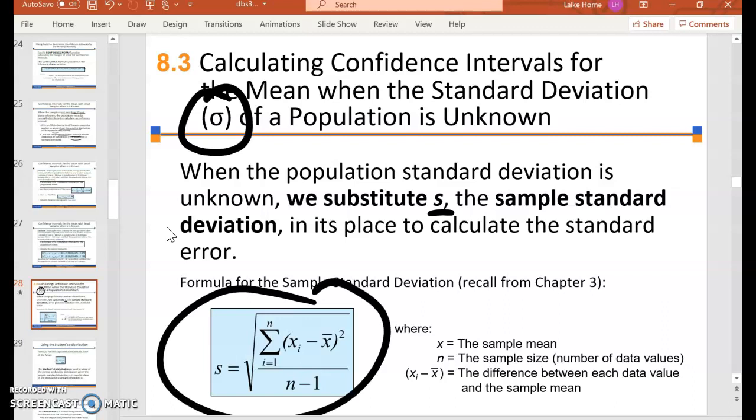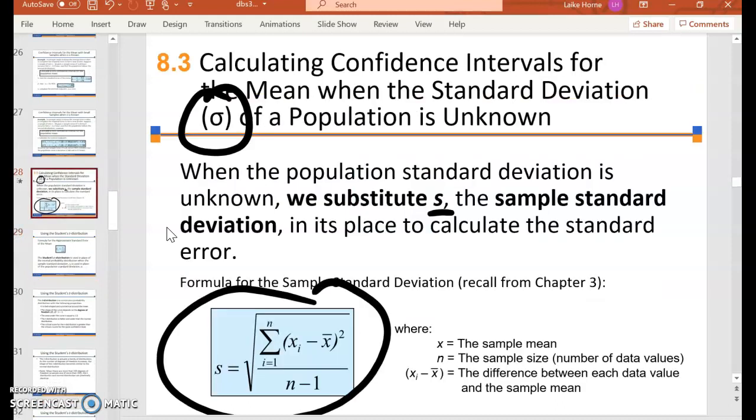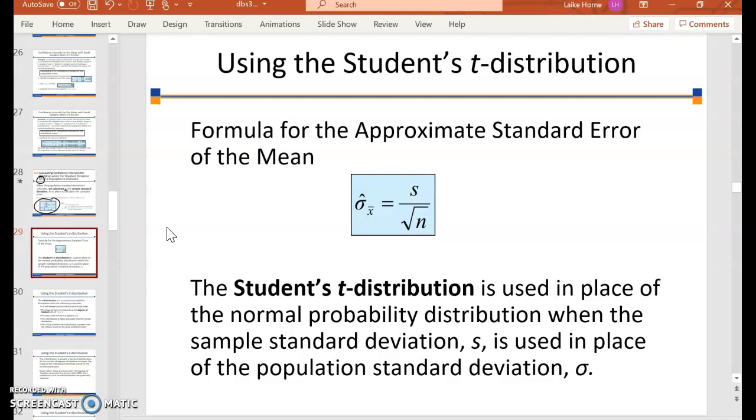We didn't use this formula. We used the shortcut formula. But that's just showing that we learned how to do that back in Chapter 3. Now, in the formula here we're going to use the standard error of the mean. You notice that the only difference is that instead of the standard deviation divided by the square root of n, we're not going to have the population, so we're going to use the sample standard deviation.